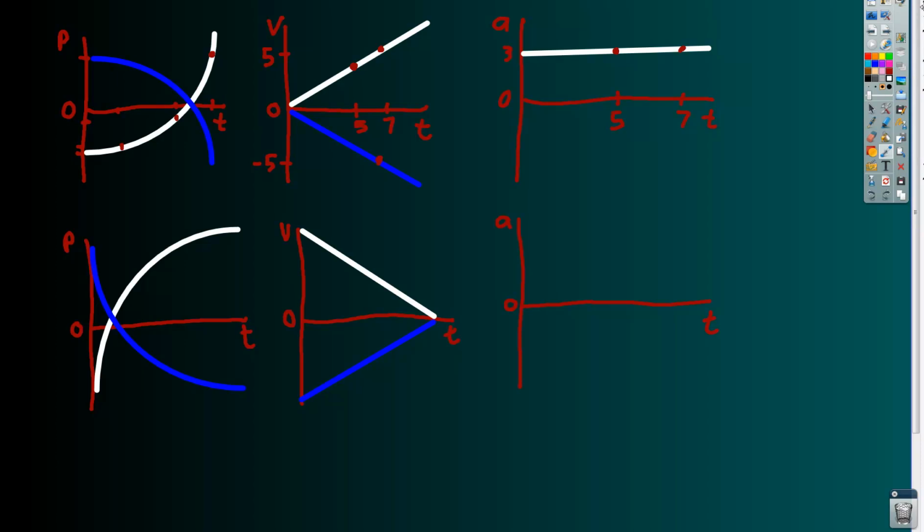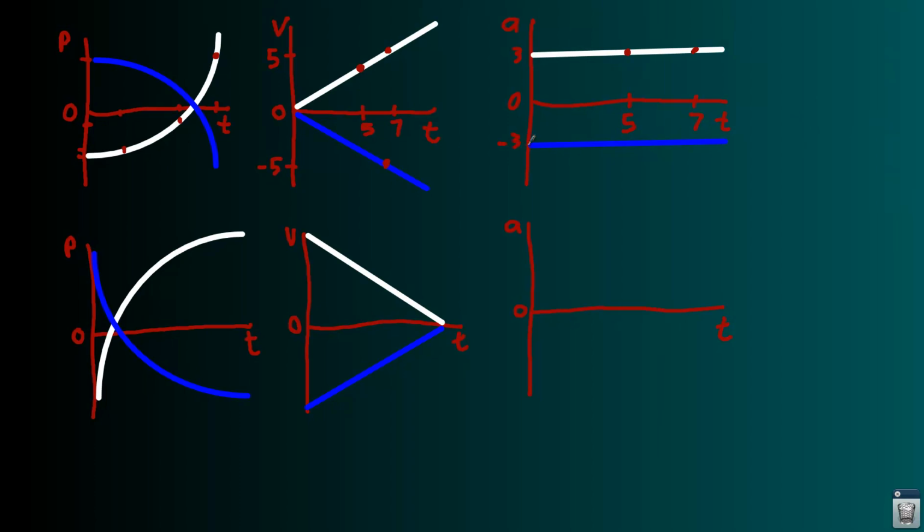Okay, so looking at the blue curve over here, our slope is negative, right? And so our slope being negative, our acceleration has to be negative. And it looks about the same steepness. So let's say the slope here is -3. So our acceleration is going to be -3. And again, it's flat because our slope is not changing.